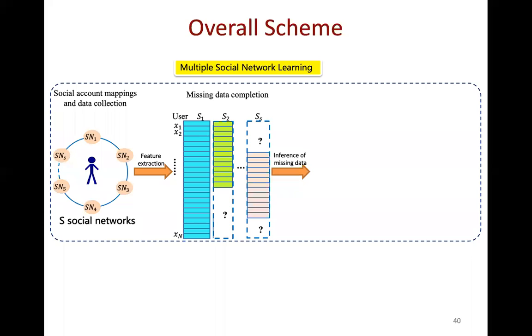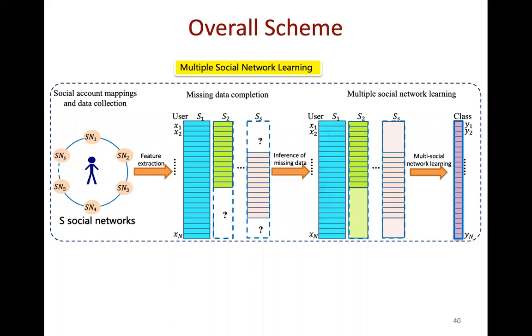The whole framework will look like this. All of these represent the same user. Every guy represents a different social network. For some social networks we have a user representation. If we're missing data, we get it, for example, by matrix factorization, and then we apply the multi-source learning framework.